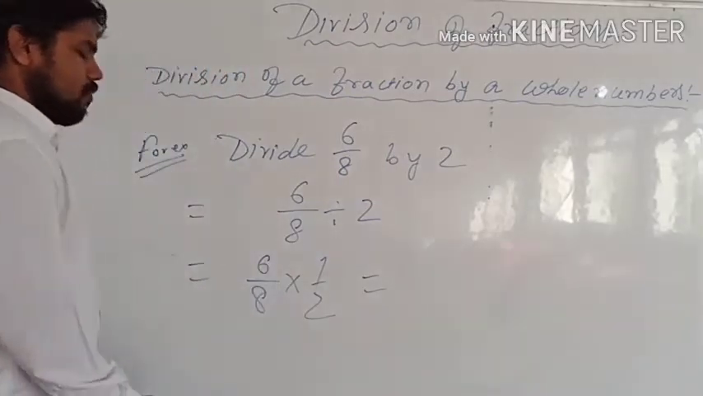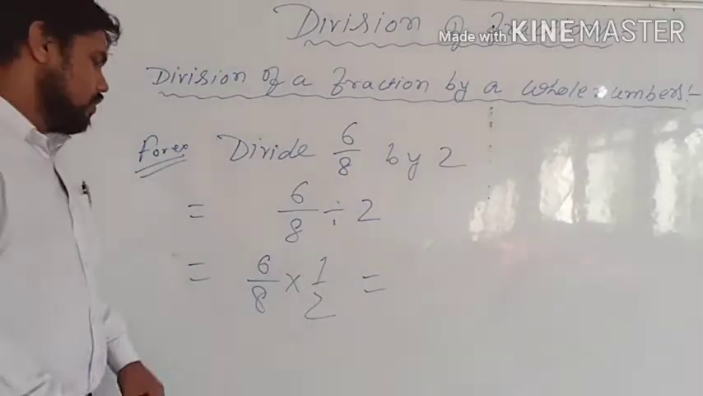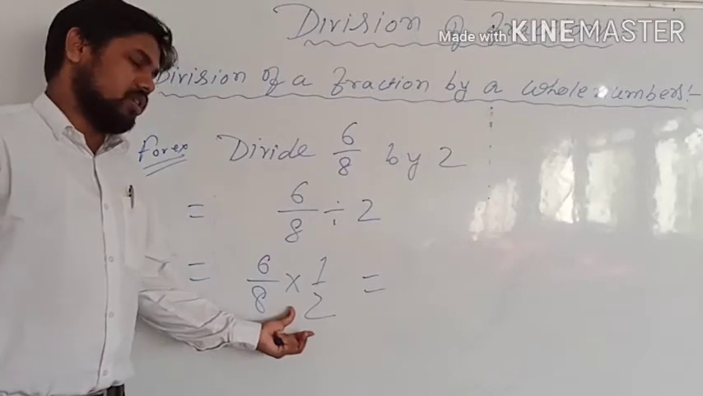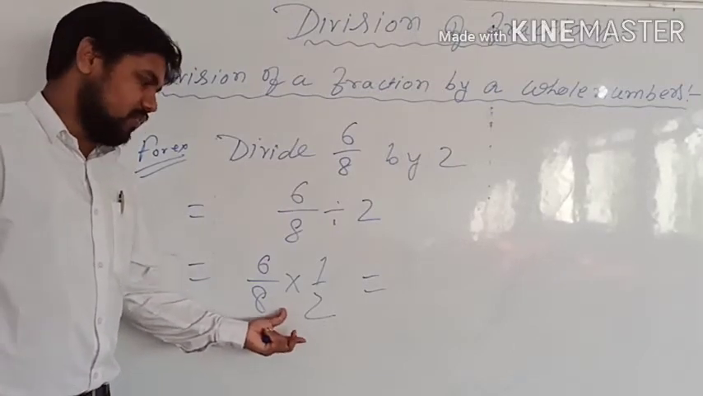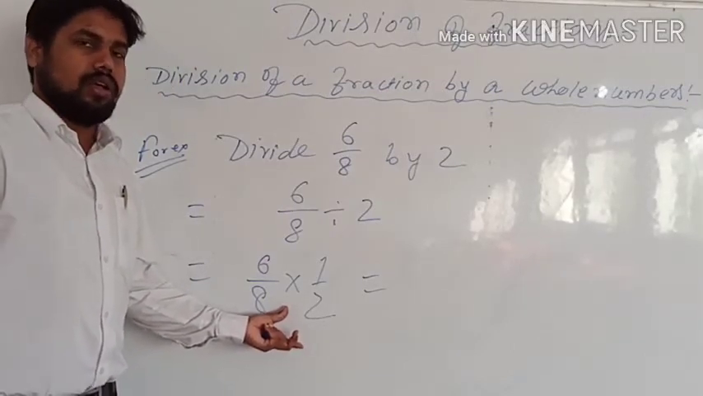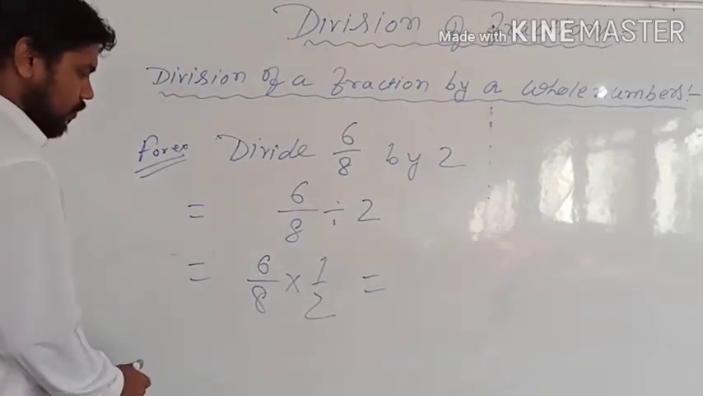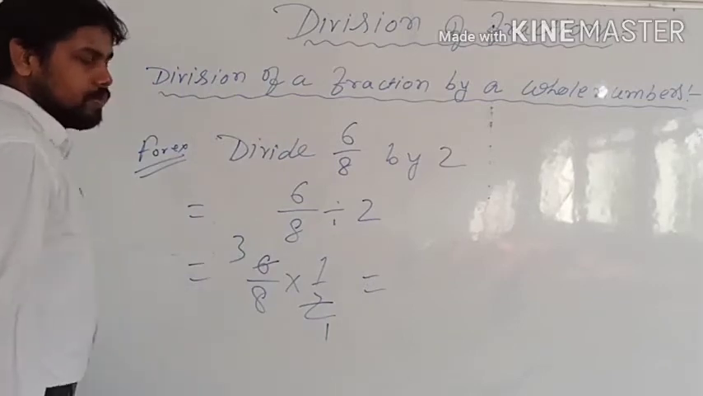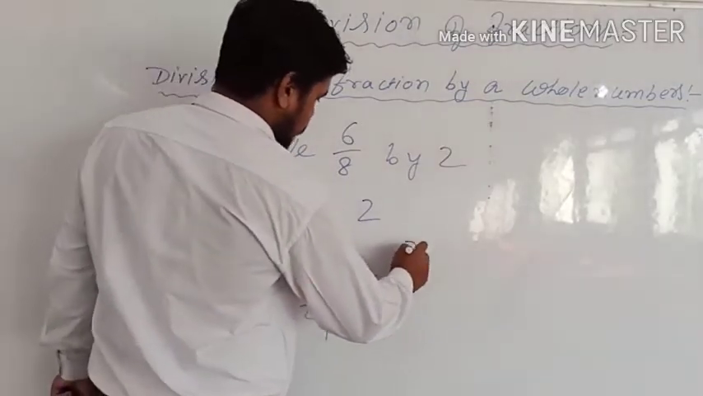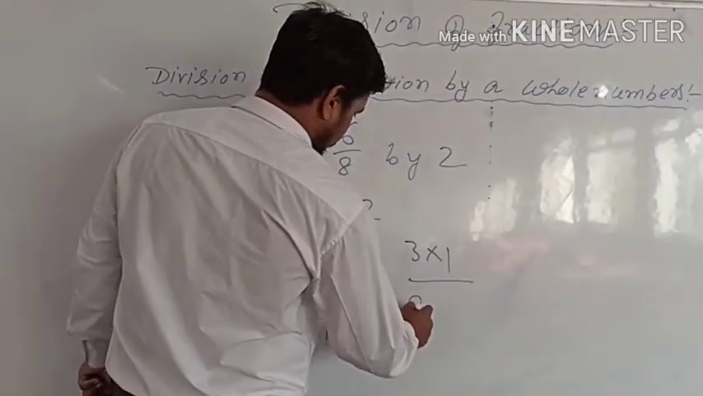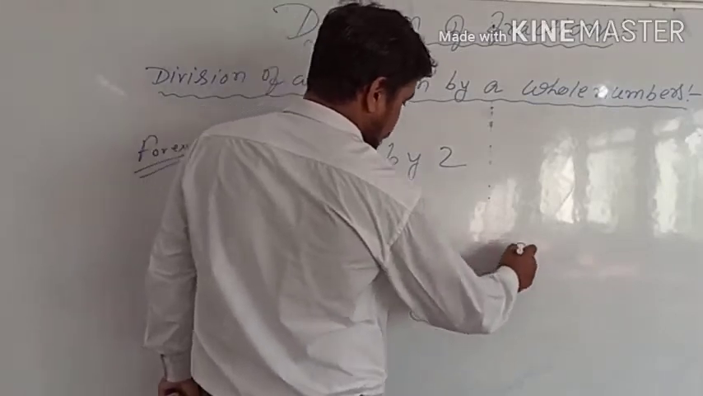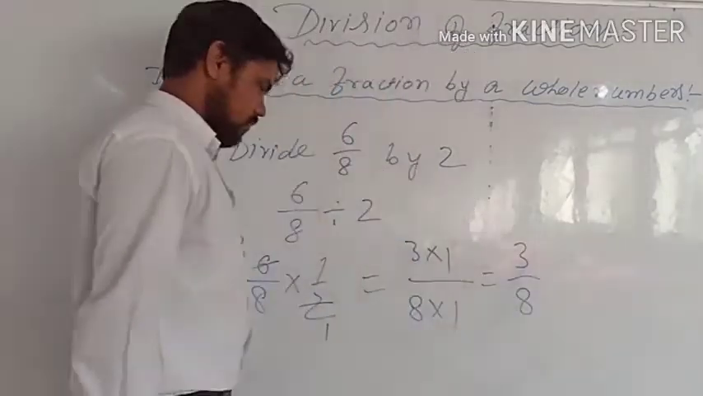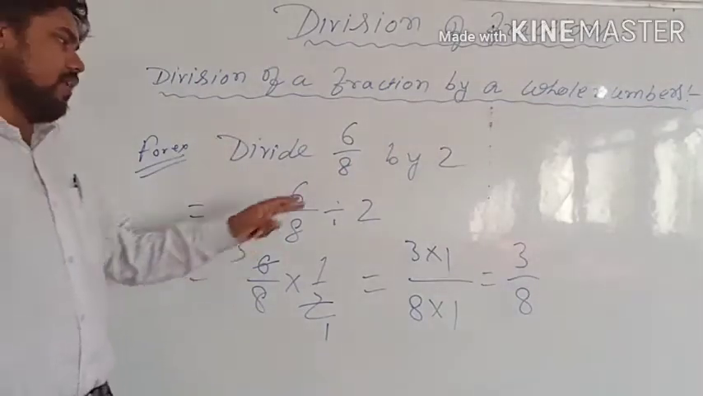Now why have we taken this example? First thing, here you have to check if you can reduce this into the lowest fraction, or if you can cut anything, you have to reduce this. So 2 ones are 2, 2 threes are 6. Okay, so here it will be 3 multiply 1 divided by 8 multiply 1. So it will be 3 by 8. So 3 by 8 will be the required answer.